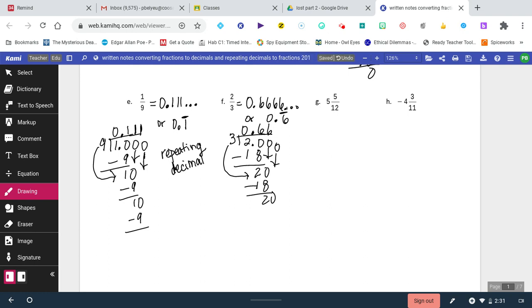All right, so if I look at the next example, it has a whole number here. So the whole number here is 5. So I'm going to keep that 5. I'm going to write my decimal. And I'm going to T-bow 5/12.